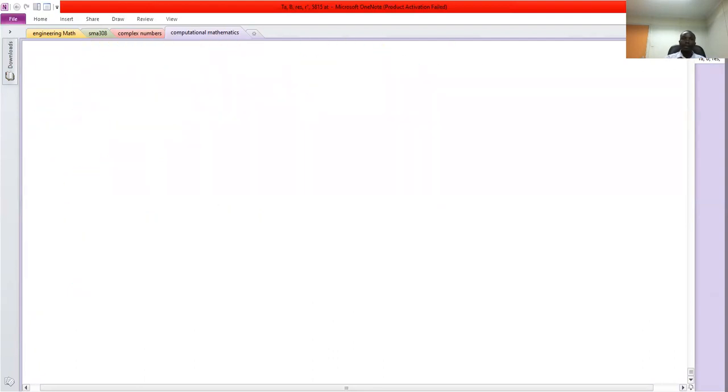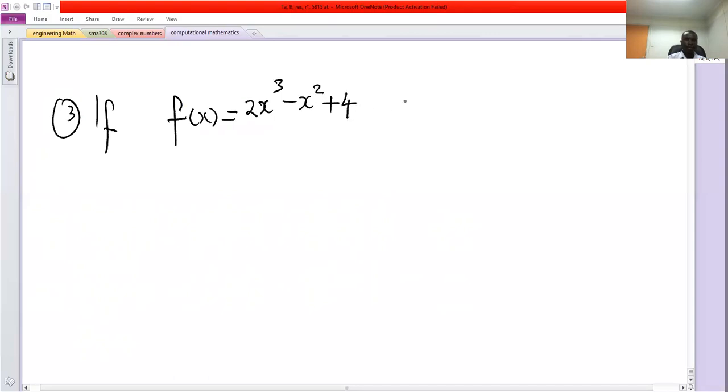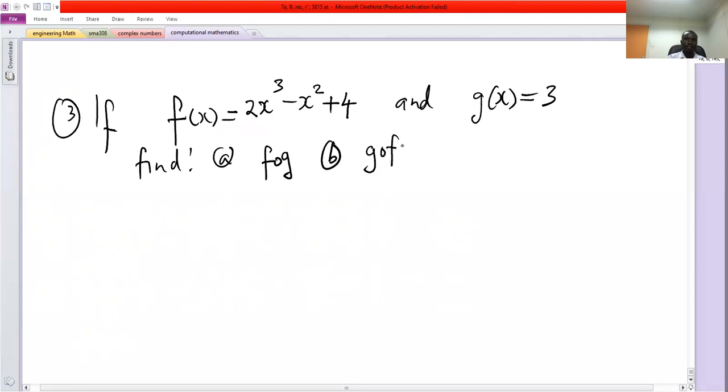And then number 3. If f of x is given by 2x cubed minus x squared plus 4, and g of x is given by 3, find: A, f composed with g; B, g composed with f; C, f composed with g at 3; and D, g composed with f at 4.